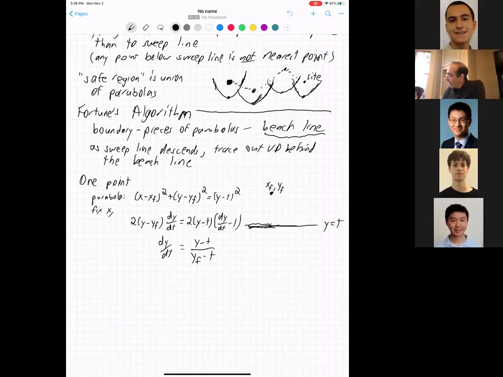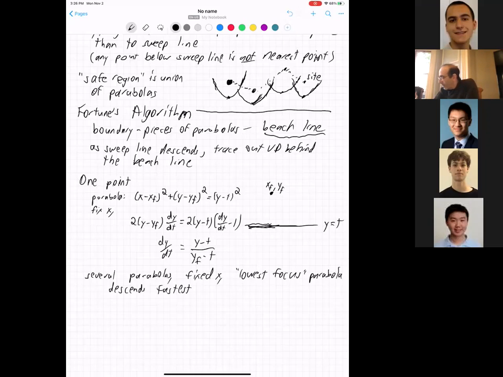The thing I want to take away from this is that if you have multiple parabolas at a particular fixed x, then the lowest focus parabola descends the fastest, because it will have the smallest value of yf minus t, and so it will have the largest derivative in magnitude. Okay.